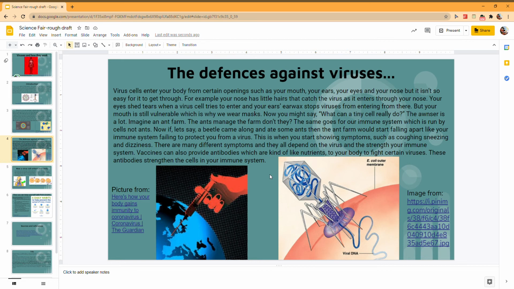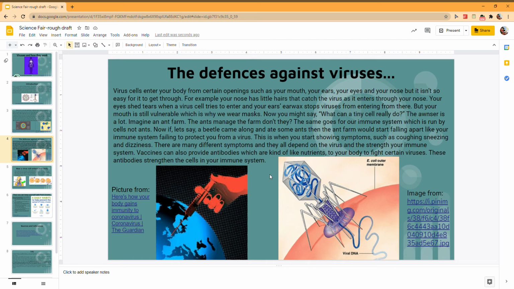Now, you might say, what can a tiny cell really do? The answer is a lot. Imagine an ant farm. The ants manage the farm, don't they? The same goes for our immune system, which is run by cells, not ants. Now, let's say a beetle came along and ate some ants. Then the ant farm would start falling apart, like your immune system failing to protect you against a virus. This is when you start showing symptoms, such as coughing, sneezing, and dizziness.